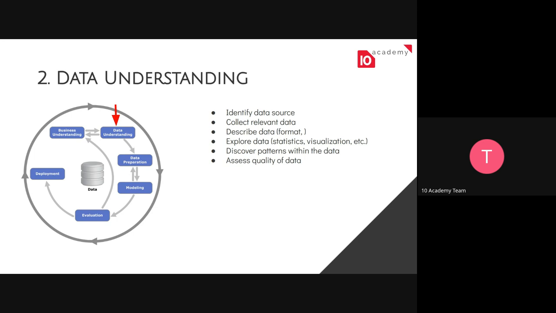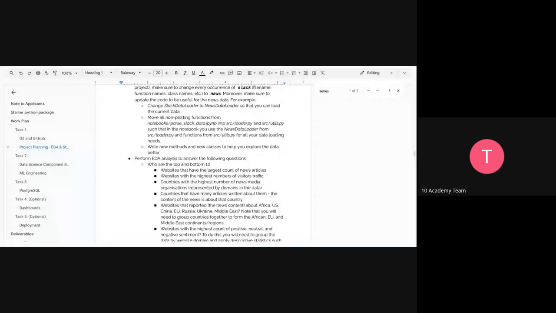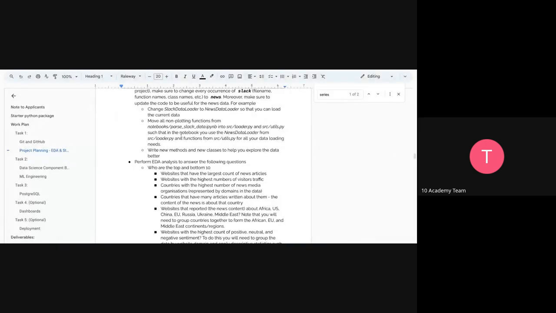So basically in your challenge for this week, you have ABA as your first task, right? You have to perform ABA analysis, and you are given some particular things that you can extract during your ABA, things that you can note, like what is the website with the largest count. Maybe I can share. I'm looking at the challenge document here.